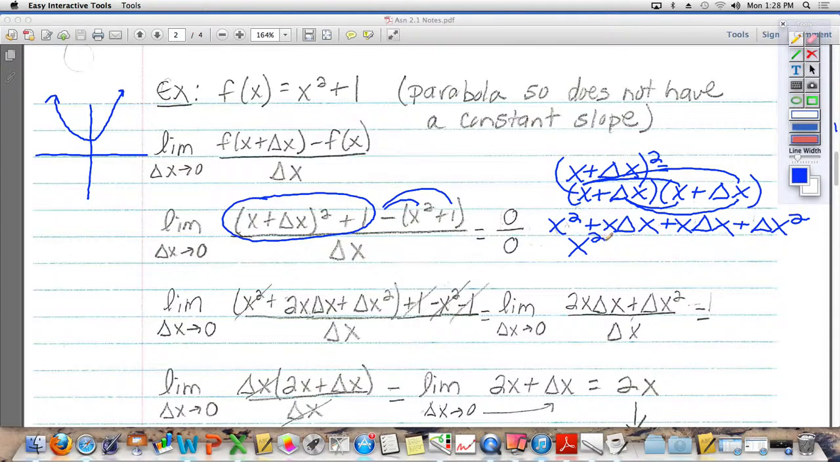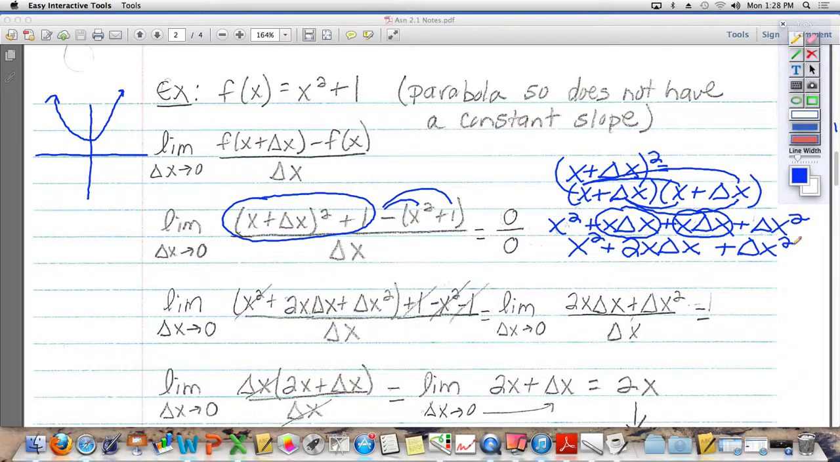This is the same thing as x squared plus, we have two of these. We have x change in x plus x change in x. How many of them do we have? Two. We have two of them. So it's 2x change in x. And then at the end we have plus change in x squared.